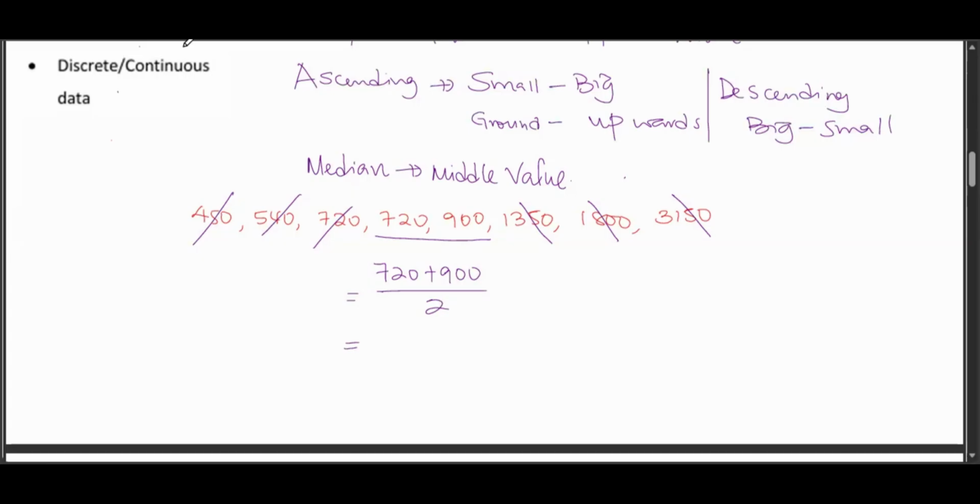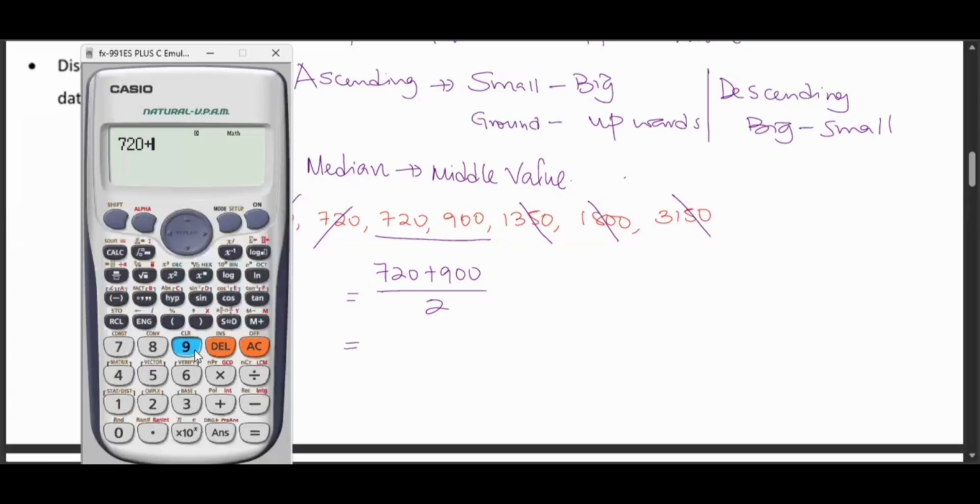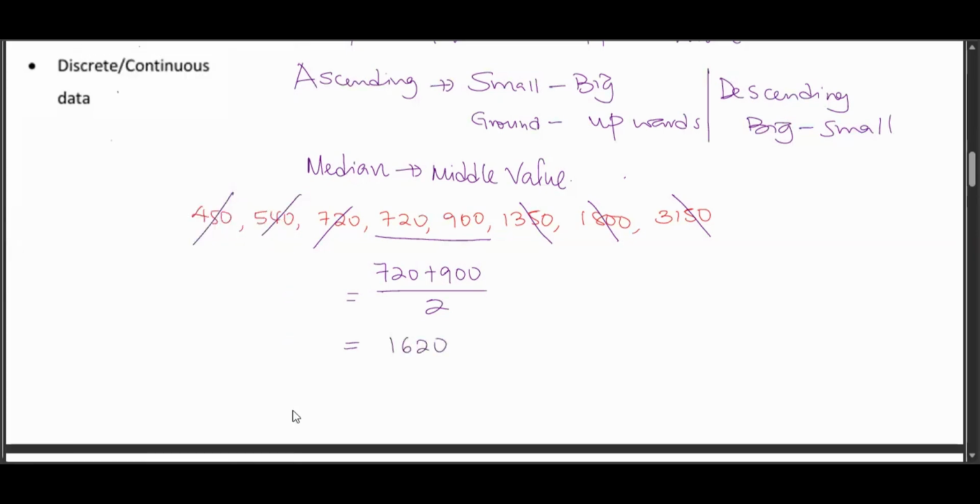Okay, pick your calculator. 720, plus 900, equals 1620. But when divided by 2, you end up having 810. That is your median. Please, if you're looking for median, rearrange small to big.